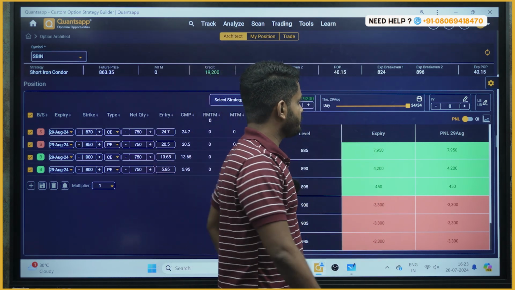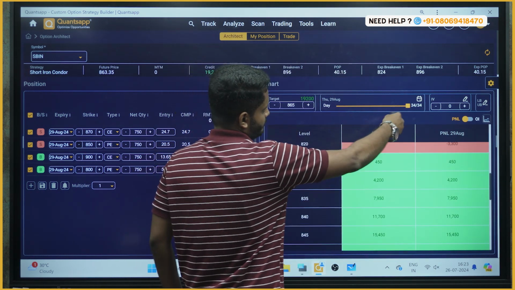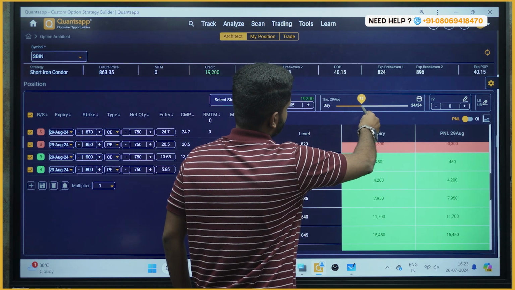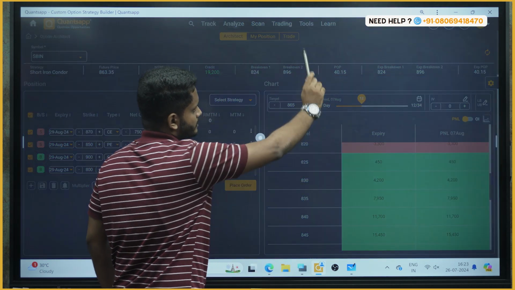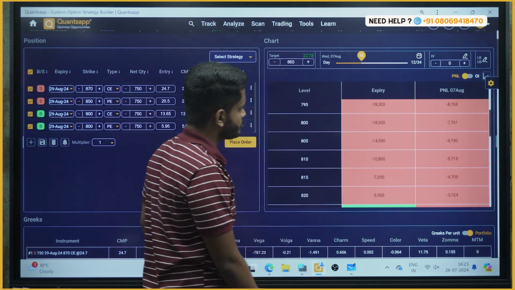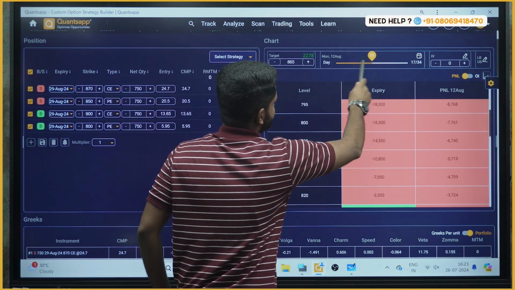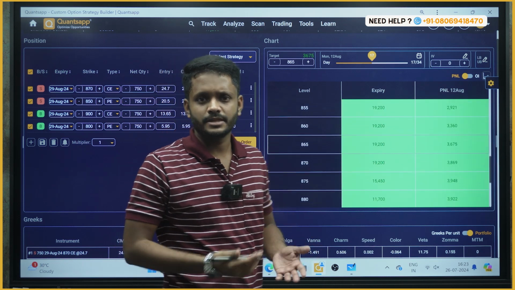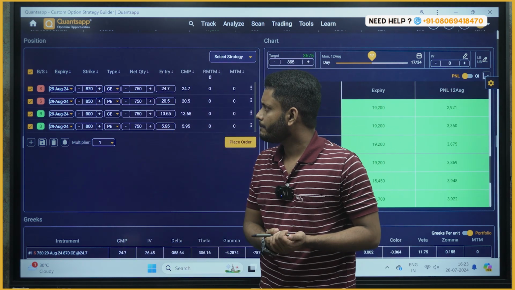Also, if you see, I have deployed 34 days, or else if you say I want to hold the position for say 12 days, accordingly the payoff will change. So you can backtest this. This is one of the good tools for paper trading.